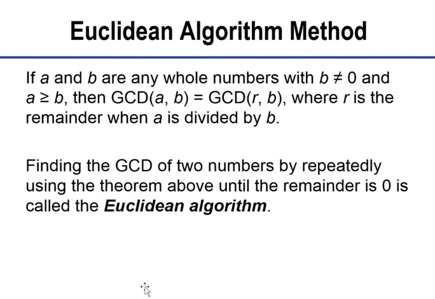Now, I want to talk about the Euclidean algorithm method. This is a very interesting method. It says if A and B are any whole numbers with B not equal to 0 and A is bigger than B, so keep that in mind, that's important. A must be bigger than B. Then the greatest common divisor for A and B is also equal to the greatest common divisor for R and B, where R is the remainder. So finding the greatest common divisor of two numbers repeatedly using the theorem above until the remainder is 0 is called the Euclidean algorithm. So very interesting concept.